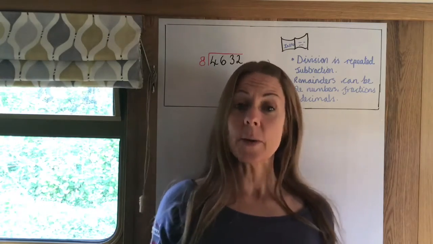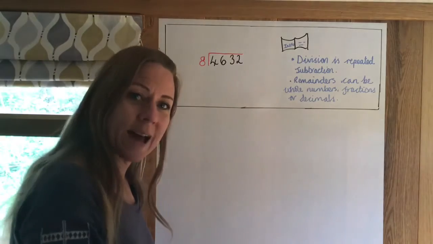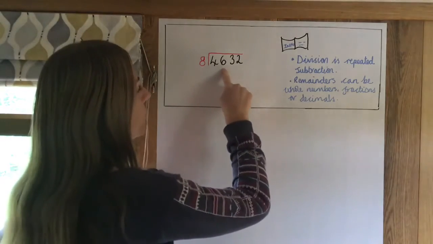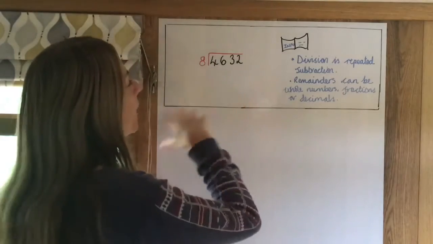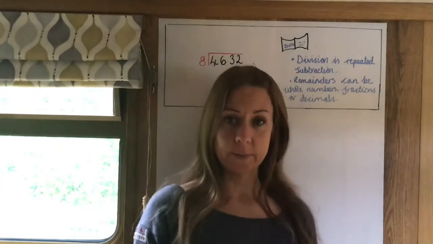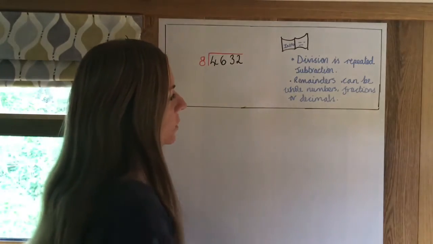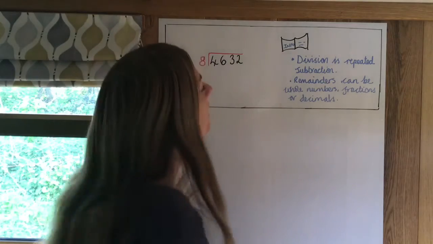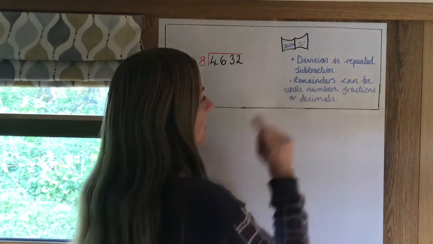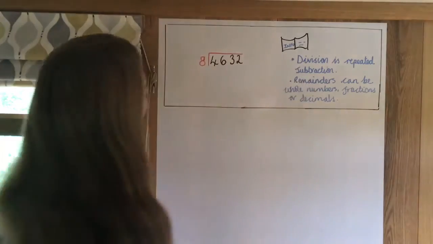So when you're dividing by 8, what that means is you are taking groups of 8 away from 4,632 in this example until you have nothing left or there is a remainder at the end. Another piece of information is remainders can be dealt with as whole numbers, I'll show you that, as fractions and decimals, and I'll show you those as well. Okay, so let's have a look at my example then.